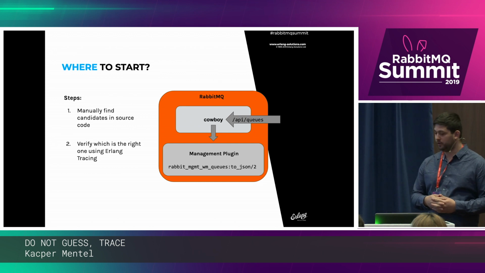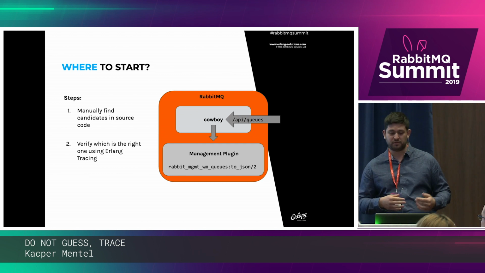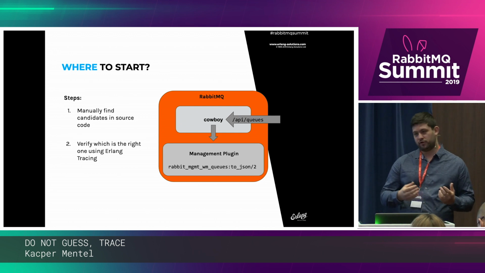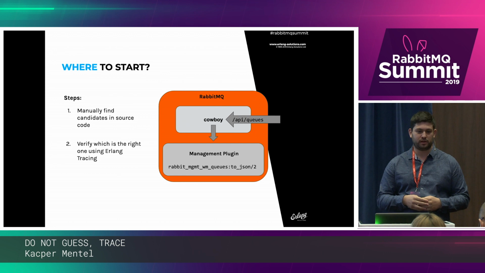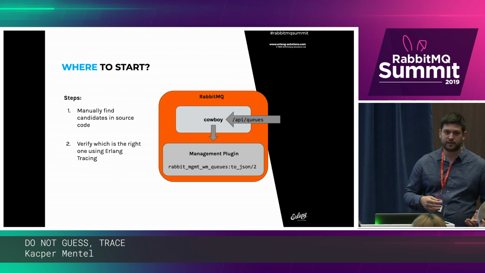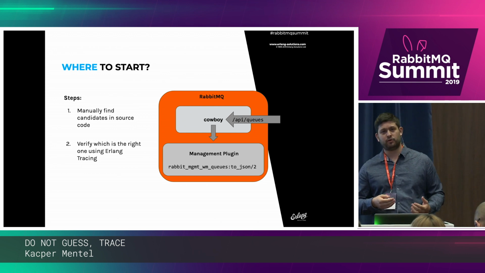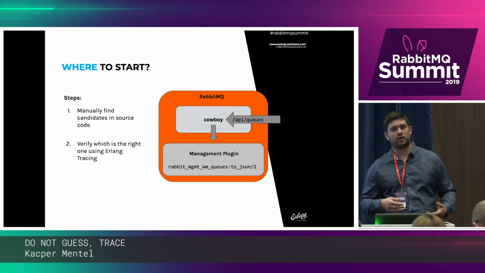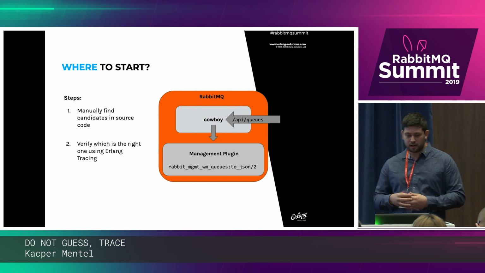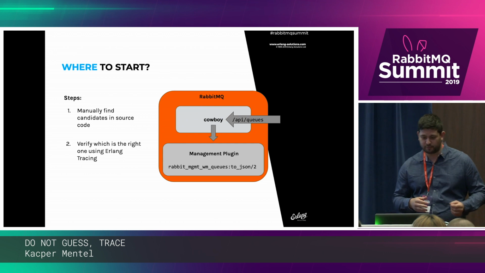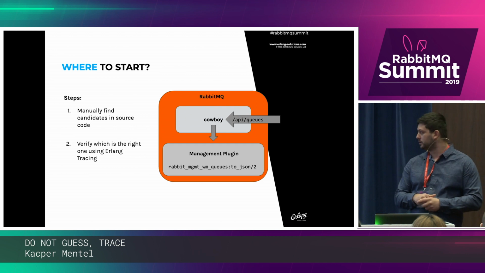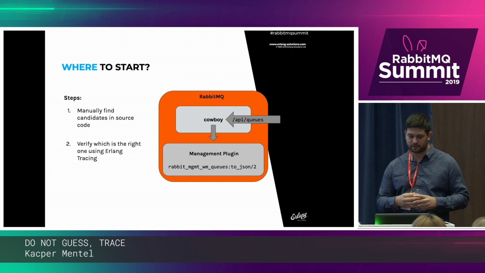And this is exactly what we did. And this management plugin uses Cowboy for serving HTTP requests. Cowboy is just an Erlang HTTP server, well known in the Erlang world. And in Cowboy, there is a mapping between HTTP endpoints and Erlang modules. So each endpoint has a dedicated callback module. And this to_json function is one of the Cowboy's callbacks. And so this rabbit_mgmt_wm_queues to_json function seemed to be the one that handled these HTTP requests.